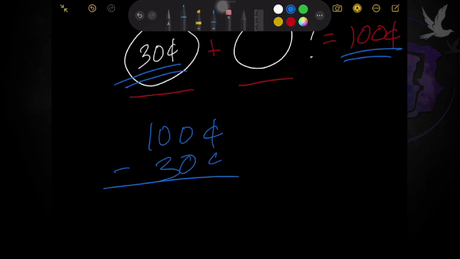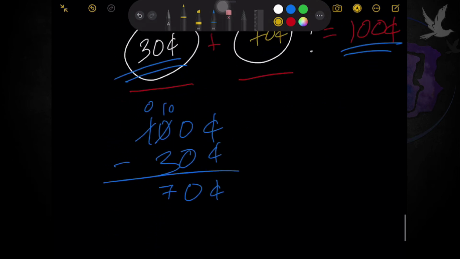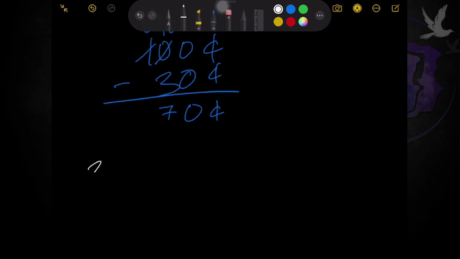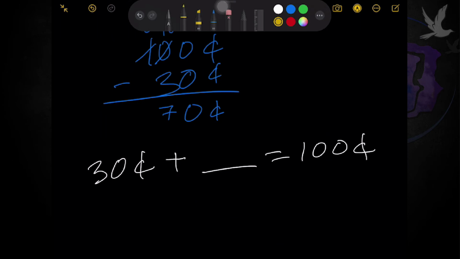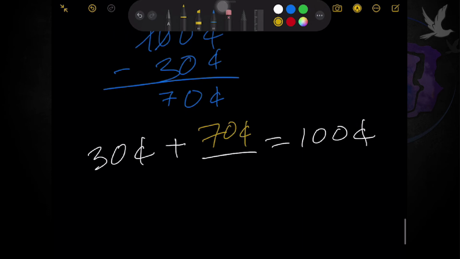100 minus 30 cents. 0 minus 0 will give you 0. 0 minus 3 cannot be, so you borrow, which eventually will still give you 10. So 10 minus 3 will give you 7. So we now have an equivalent of 70 centavos, which means the value here is 70 cents. Okay? So, just the same thing. It's basically similar to having 30 cents plus blank will give you 100 cents. So, in this case, since you already did the process earlier, you should now know that it is equivalent to 70 centavos.